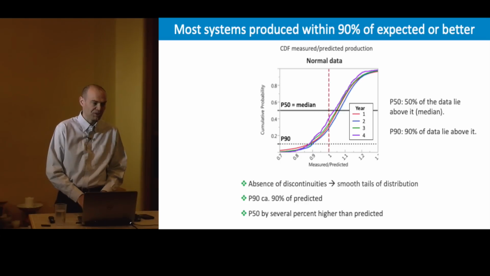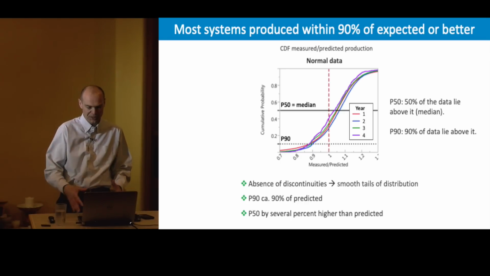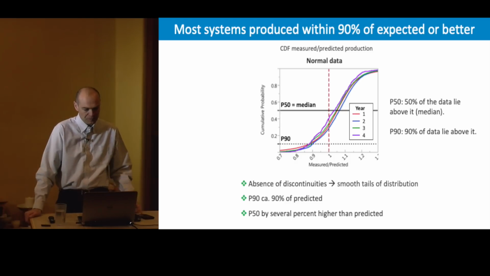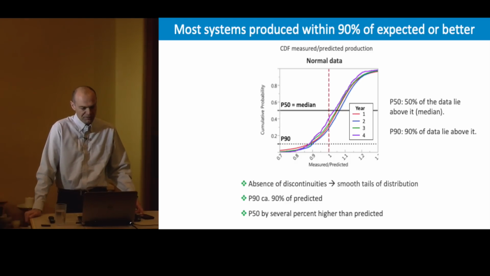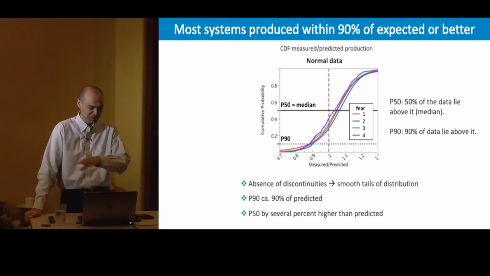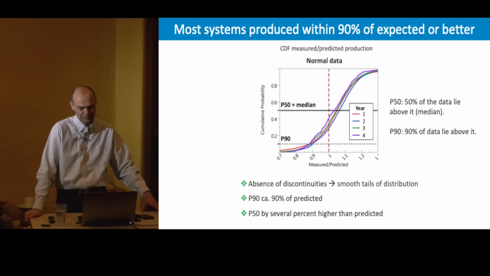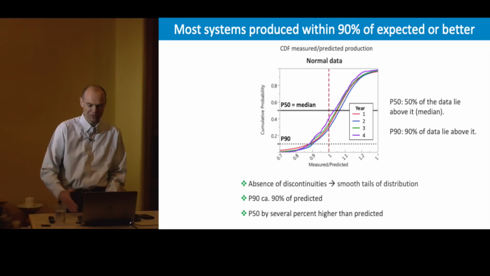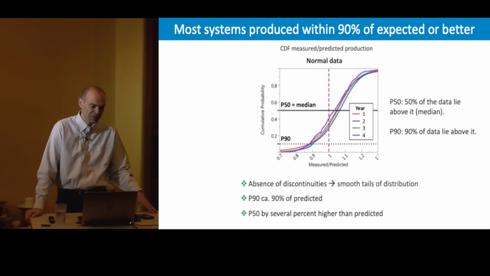What's shown here is the ratio of the measured production over the predicted production, color-coded by the year, so from year 1 to year 4. And the median is the P50, so they have a 50% chance that the systems are above it. That's that horizontal black line. And typically, those systems produced more than predicted by 4 or 5%. And the P90, that means 90% of the systems produced more than that, and it's about at 0.9. So most of these systems actually produced within 90% or better.